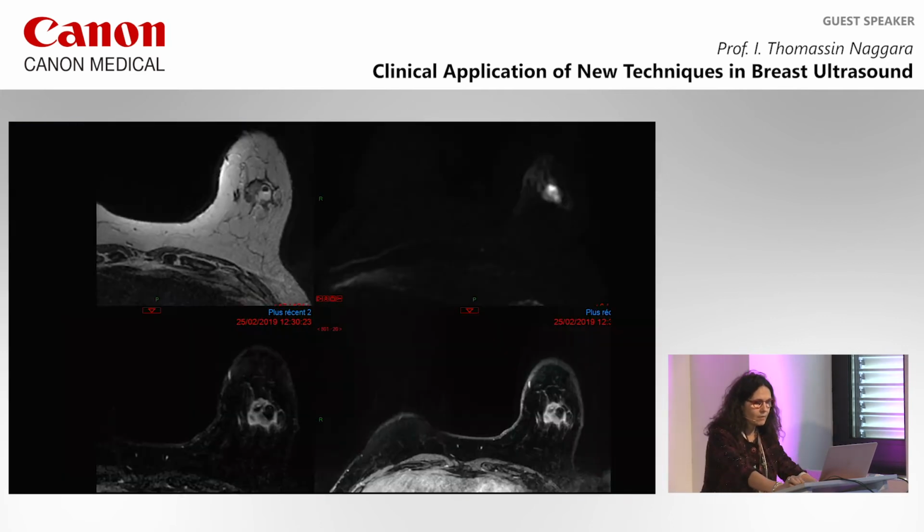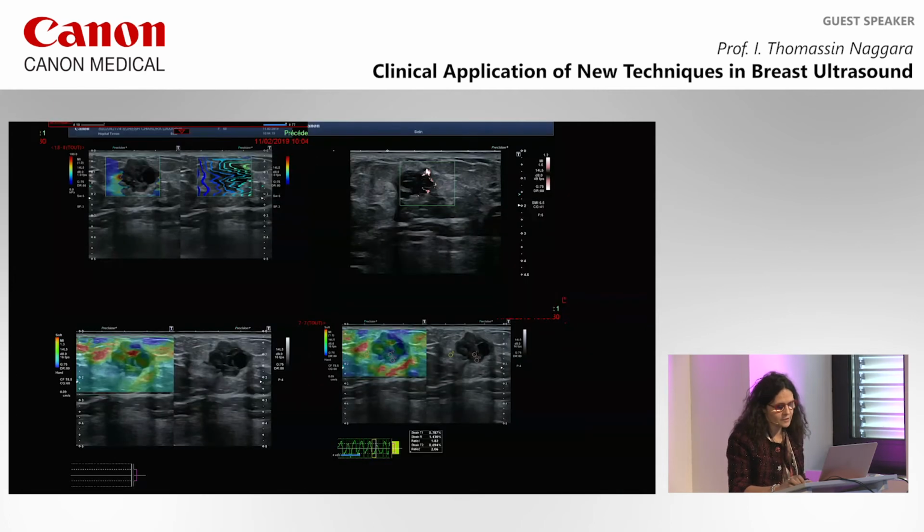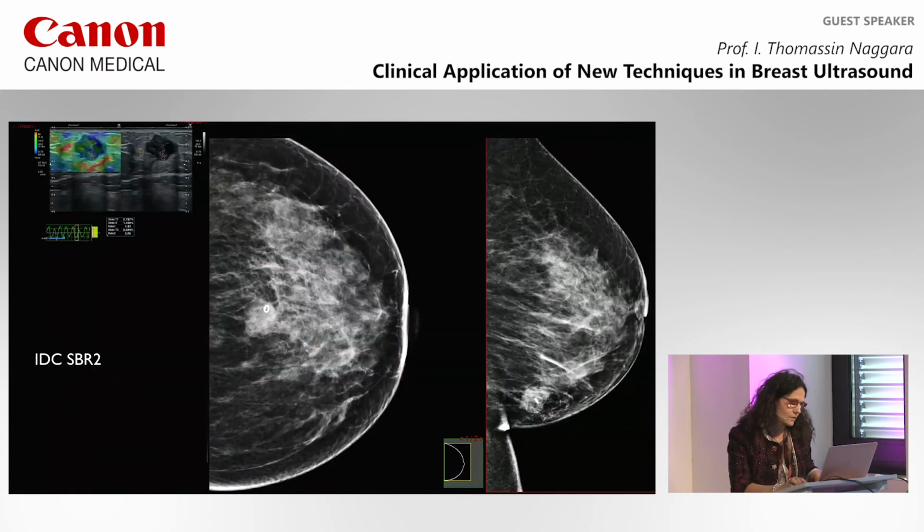Here is another example, a lesion we detected on MRI. It's a lesion with a bright signal on T2, so probably a lesion that is quite soft. And when we look at the elastography, finally, there was a modification with a lesion which is quite stiff. With SMI, you can see that there are some peripheral and branched vessels in the lesion, so potentially suspicious. And this lesion was an IDC, SBR2 cancer.